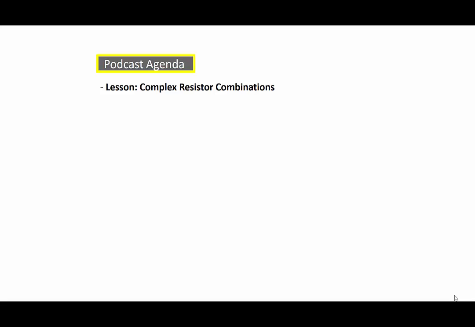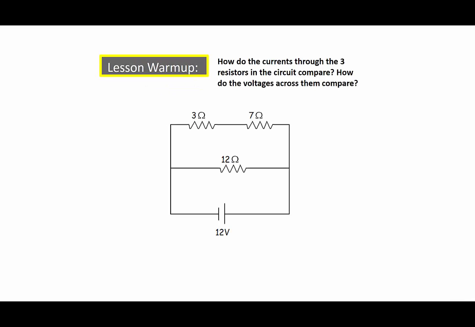In this final podcast, I'm going to be talking about some complex circuits and how to address these problems. To get us started, I want to do a little warm-up, and you can perhaps pause this video and try to really think about how you could figure this out. The question is, how do the currents through the three resistors in the circuit compare? How do the voltages across them compare? Take a second to pause this video, try to think through this, and then come back.